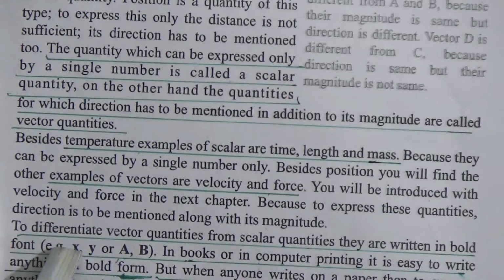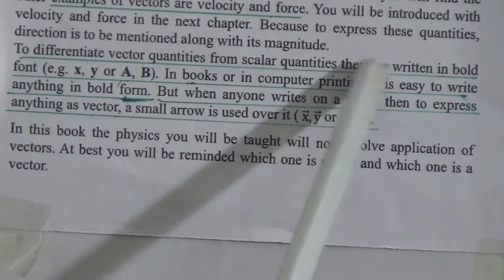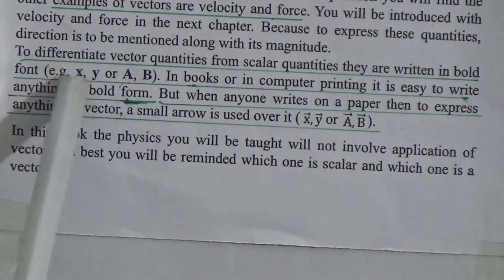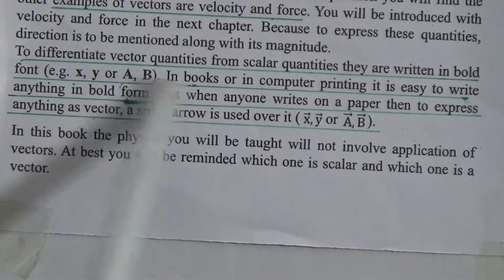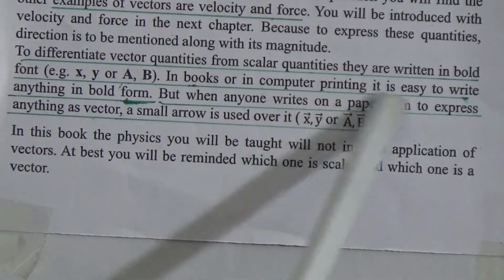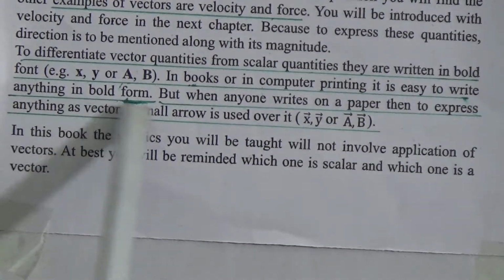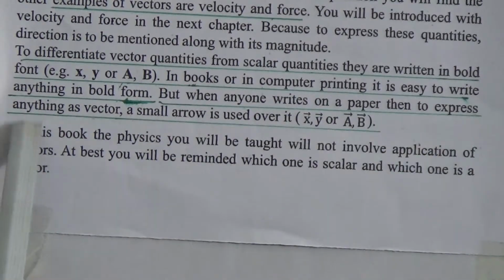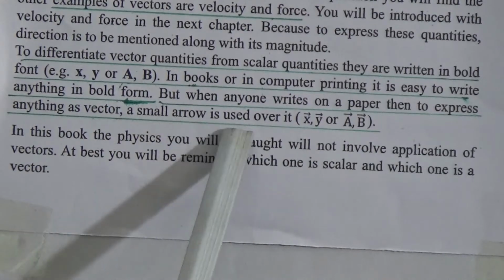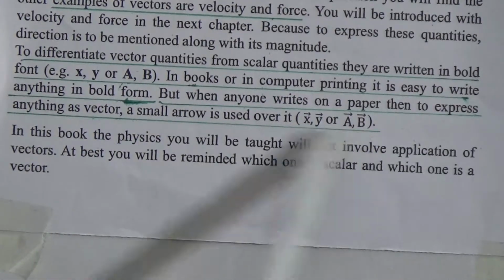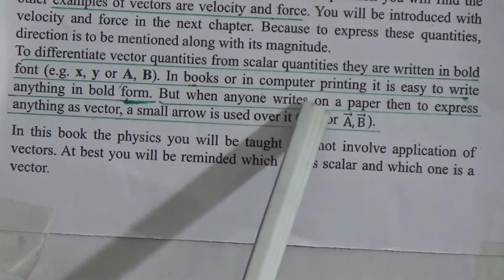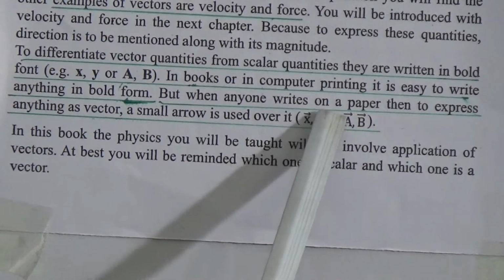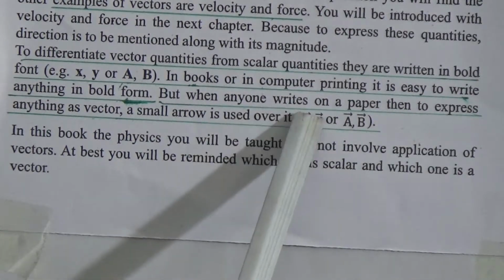Now to differentiate vector quantities from scalar quantities, they are written in bold font like this. This is the small letter bold form, and this is the capital letter bold form. In books or computer printing, it is easy to write in bold, but when anyone writes on paper, then to express something as a vector, a small arrow is used over the letter.